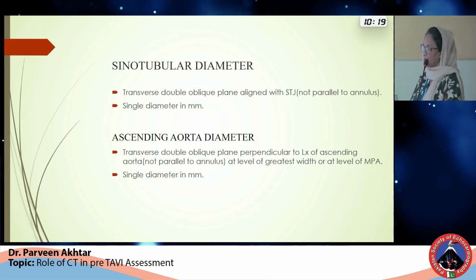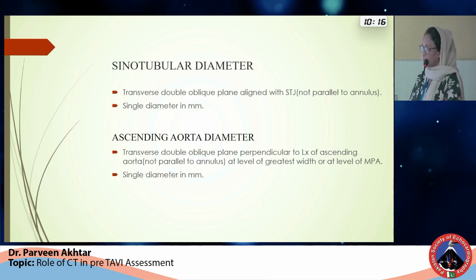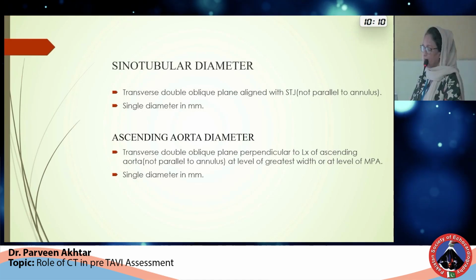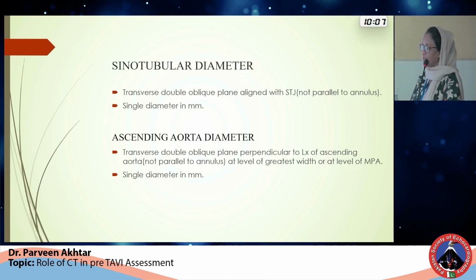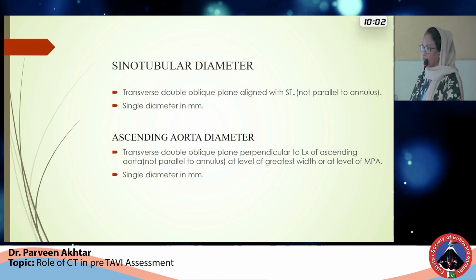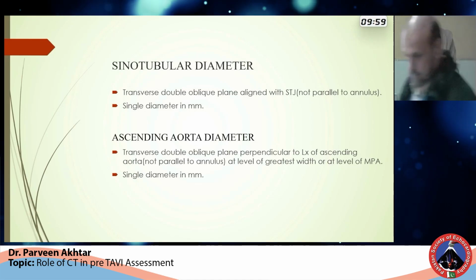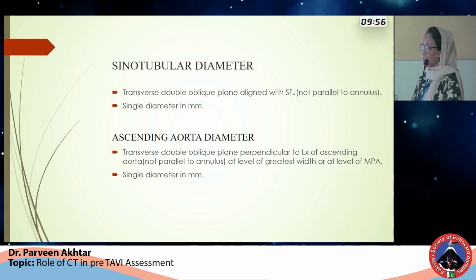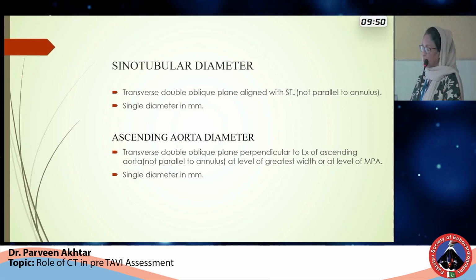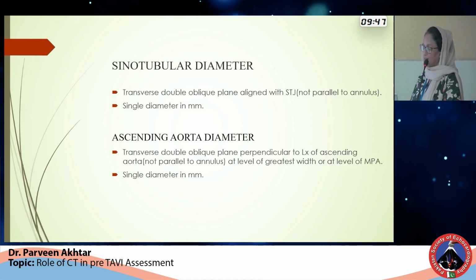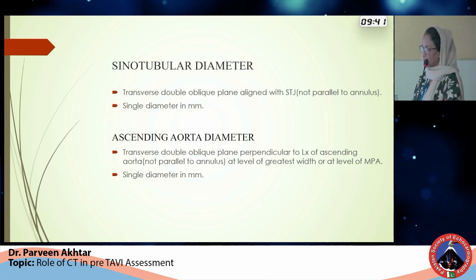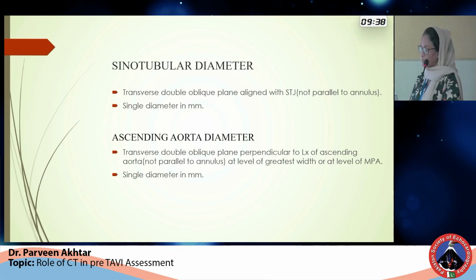Then the ascending aorta, again measured by the transverse double oblique plane perpendicular to the long axis of the ascending aorta, not parallel to the annulus, at the level of the greatest width or at the level of the MPA. It is also recommended that if the valve size is small, like 23, then you measure the ascending aorta from the annulus up to 35 millimeter. If the valve size is bigger, like 34, then you measure from the annulus up to 40 millimeter, and a single diameter in millimeters is sufficient.